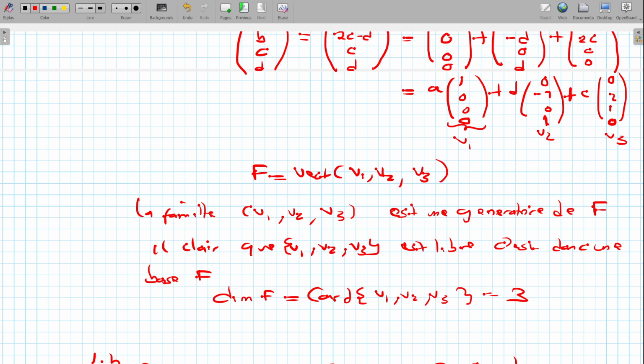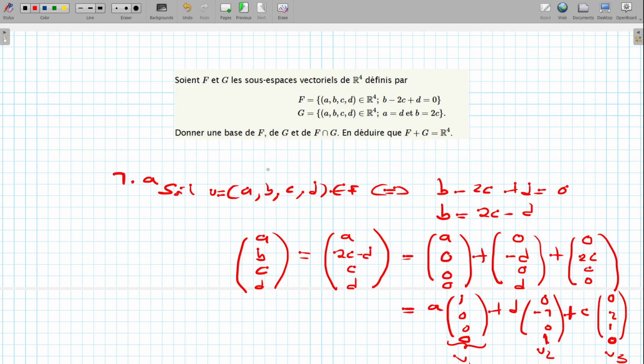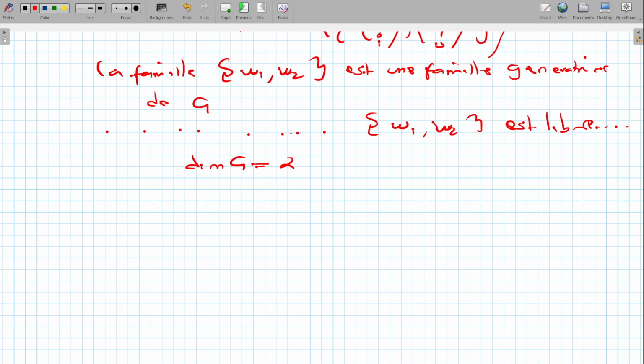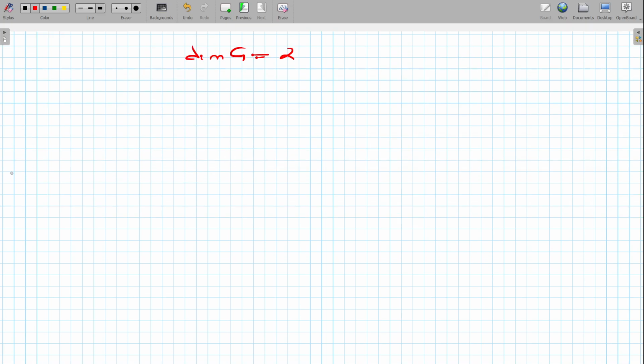Right. Now let's look at the basis for the intersection. Okay. Exercice 3. We can say that.